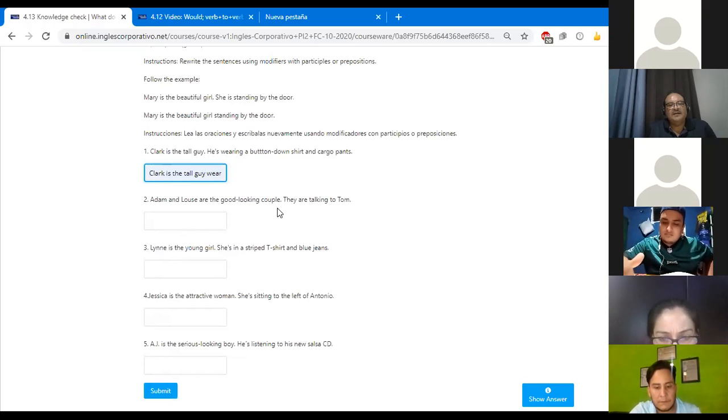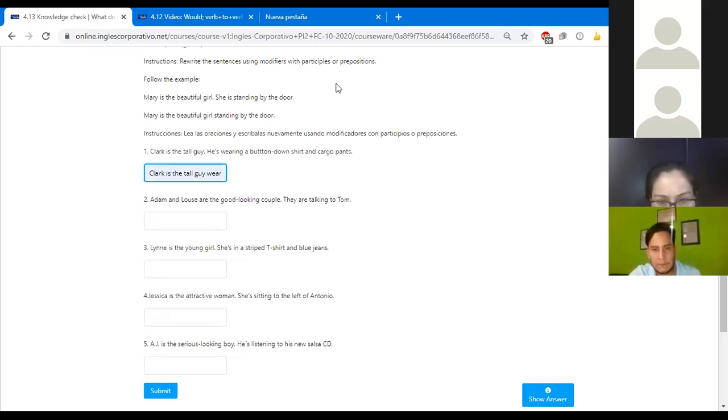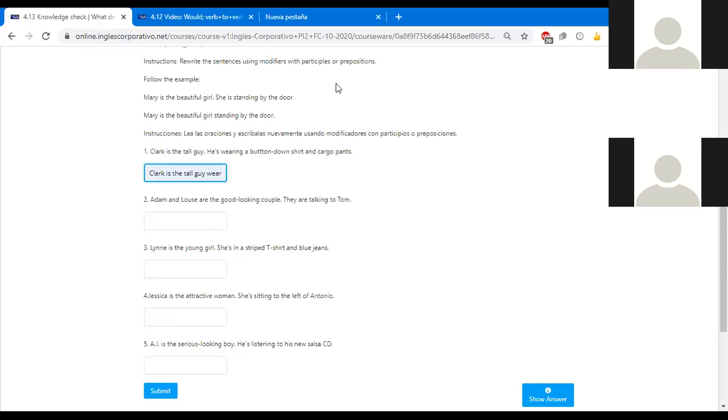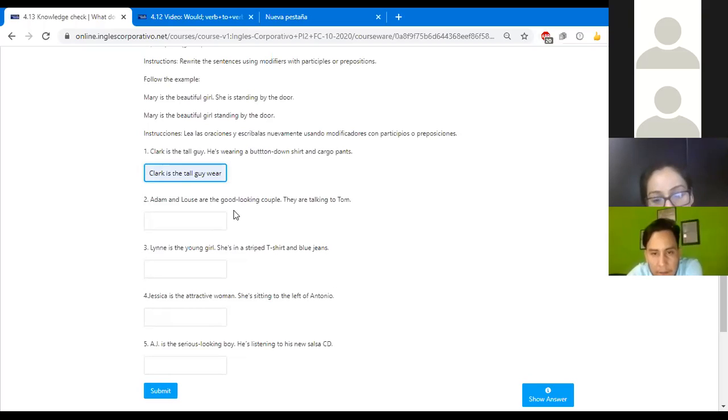Adam and Laos are the good-looking couple. They are talking to Tom. They are a good-looking couple. Adam and Laos are the good-looking couple talking to Tom. Again, Adam and Laos are the good-looking couple talking to Tom.